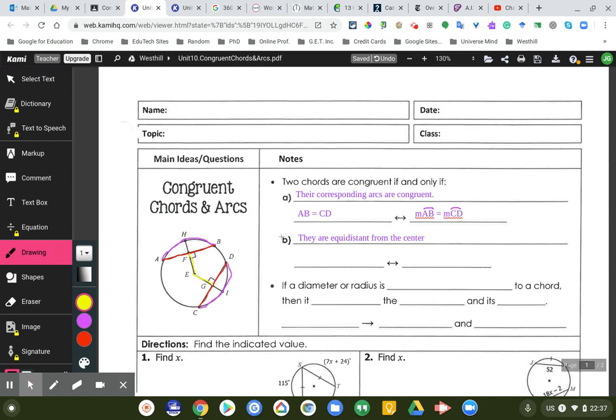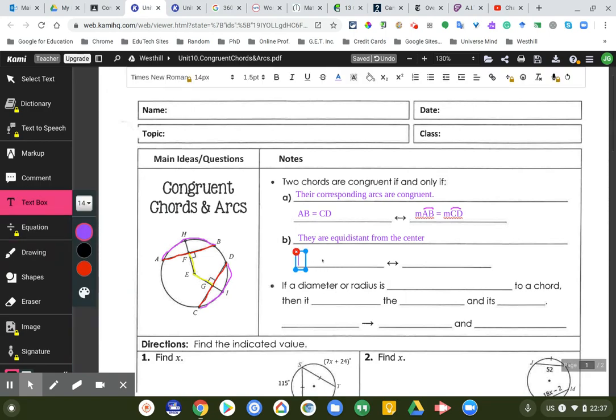Okay, something like that. Let's get some text in there so we can see what we're doing here. Okay, so AB is equal to CD, and that means that EF is equal to EG. All right, cool.